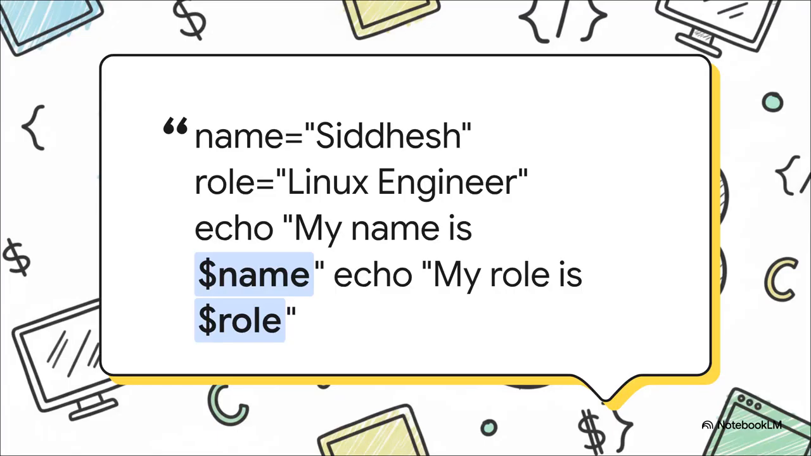So check this out. See how much cleaner this is? We define the name and the role just one time, right at the top. Then later on in our echo commands, we just use $name and $role. When Bash sees that $ sign, it knows, aha, I need to go find that box and replace this with whatever's inside. And the best part, if the name changes, you only have to update it in one single spot.